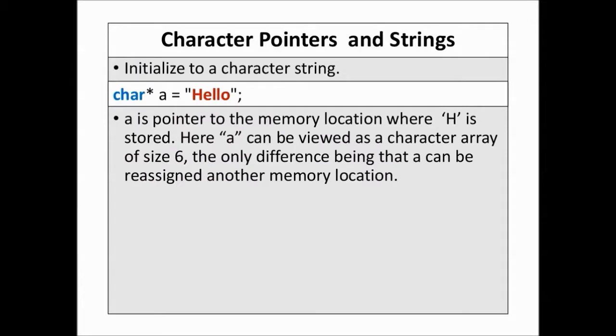A pointer of type char can refer to a string. The char pointer can be used in different ways to refer to a string. To initialize a pointer string, we use char *a is equal to "hello". A is a pointer to the memory location where h is stored. Here a can be viewed as a character array of size 6. The only difference is that a can be reassigned another memory location.